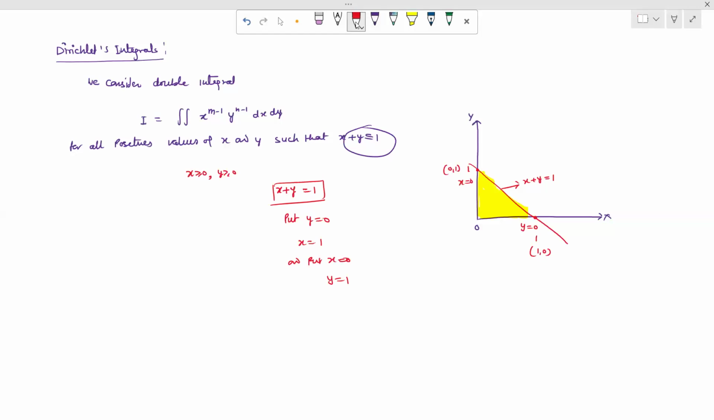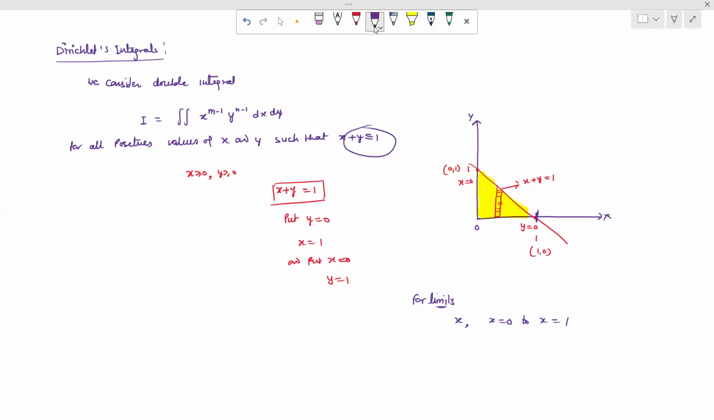So now we take an elementary strip, which is taken parallel to the y-axis, whose length and width are dx and dy. Now, for obtaining the limits, we first consider the limits for x. On the x-axis, the area covered is from x equal to 0, that is the y-axis, to the point x equal to 1. So x equal to 0 to x equal to 1.